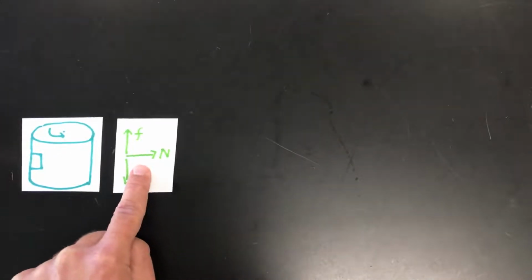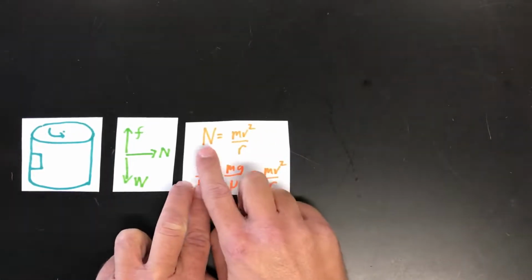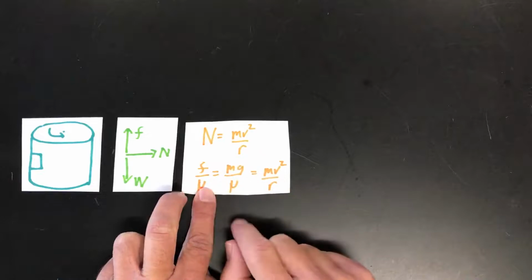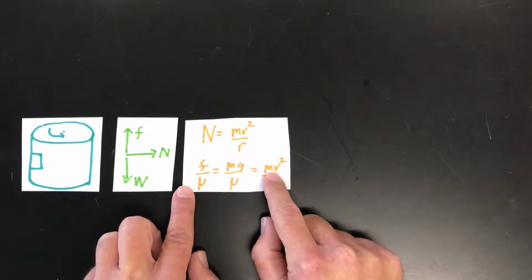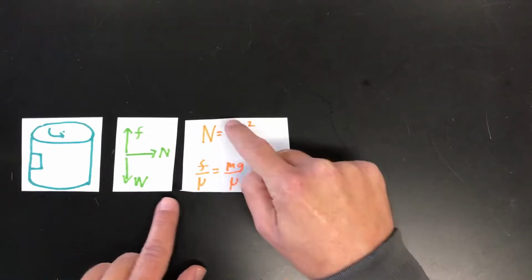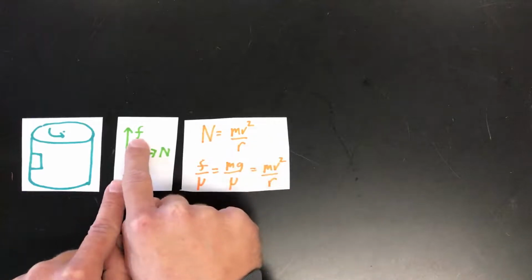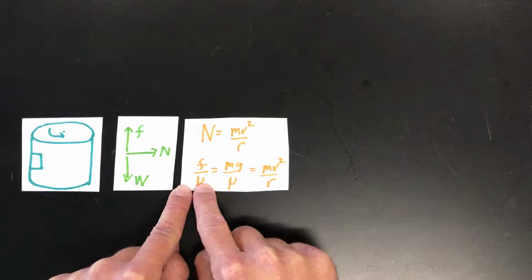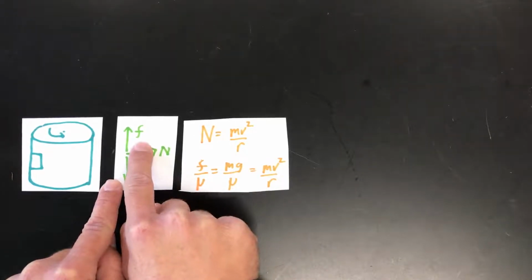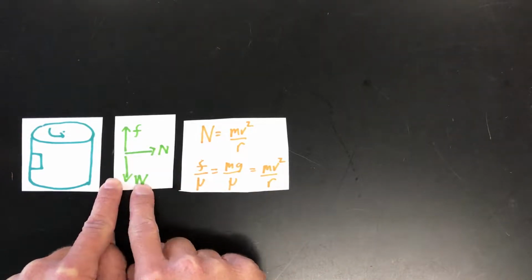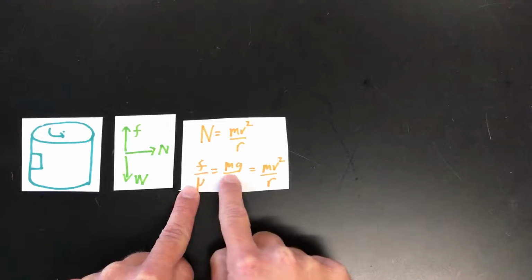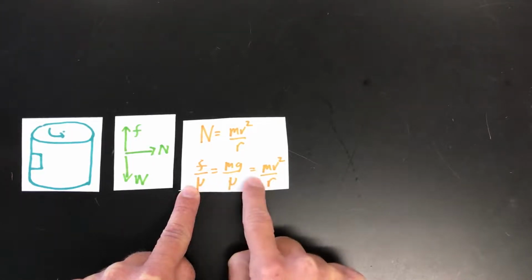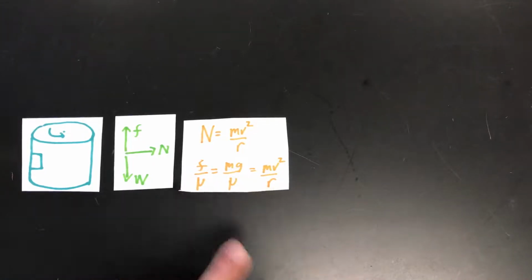So let's use this free body diagram to set up our Newton's second law. In this case, it's the normal force that points towards the center. So normal is mv squared over r. By the way, we can solve for the normal because we know friction equals mu times normal, so I'm going to do that, friction over mu. But also, we know the friction force has got to be equal to the weight because it's not falling down. So I'm going to substitute in for friction. Mg over mu is equal to mv squared over r.